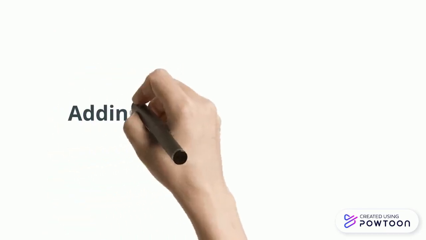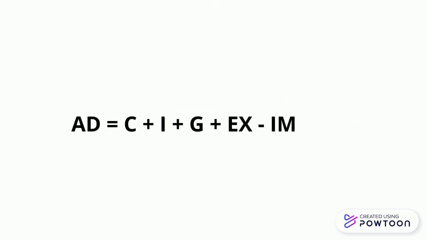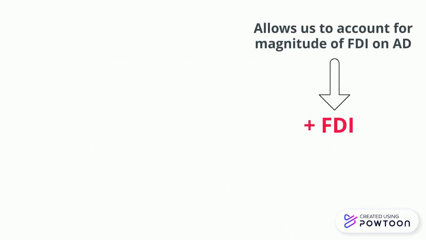One way we could tweak the aggregate demand function of Canada would be to add another variable to track FDI, or foreign direct investments. This is because FDI accounts for a majority of the I variable of aggregate demand, and adding this variable will allow us to get a better understanding of Canada using its aggregate demand function.